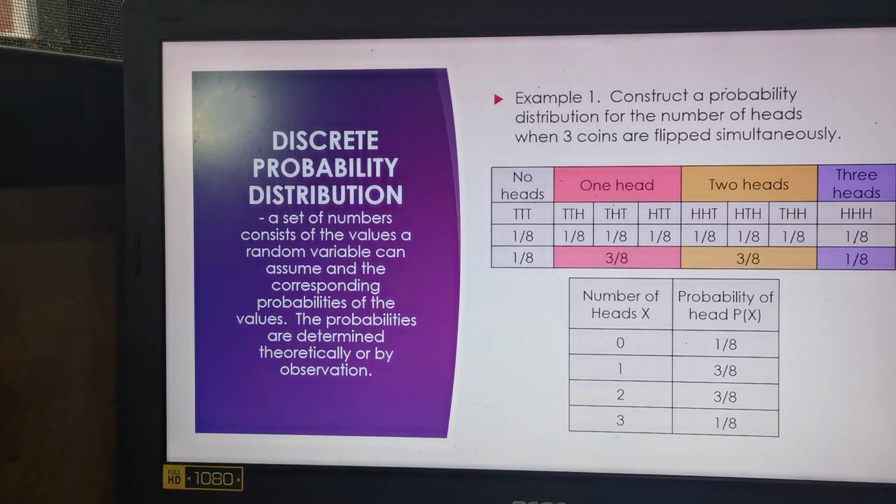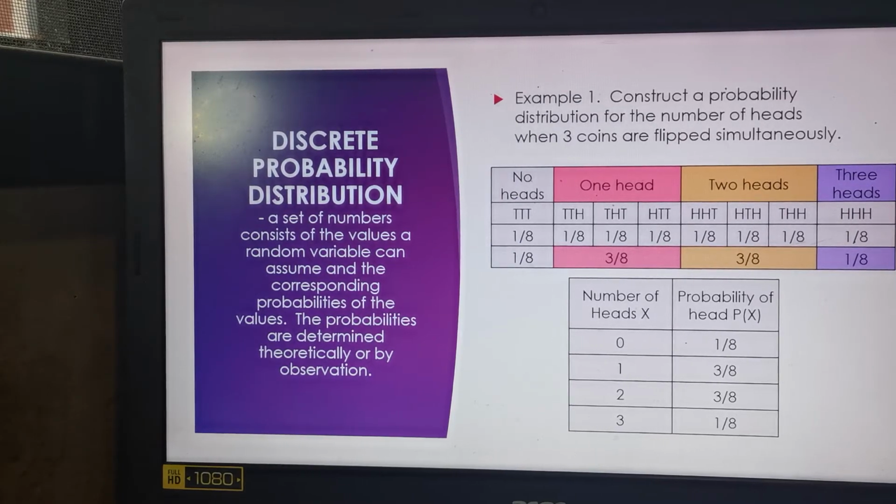Discrete probability distribution is a set of numbers consisting of the values a random variable can assume and the corresponding probabilities of the values. The probabilities are determined theoretically or by observation. So, you expect it or you observe it. So, let us have our first example.